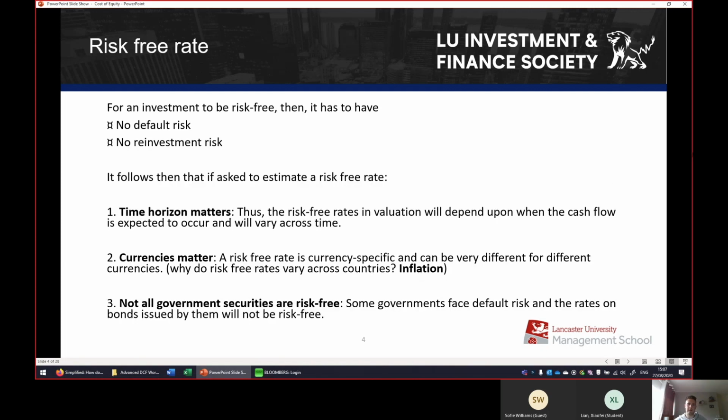So let's look at the risk-free rate. First of all, the basic definition that you would have got in a lecture or somewhere where you've learned about the risk-free rate is that there's no default risk. The idea of a risk-free rate is that if I put my money into this security, there is no way that I'm not getting paid back.